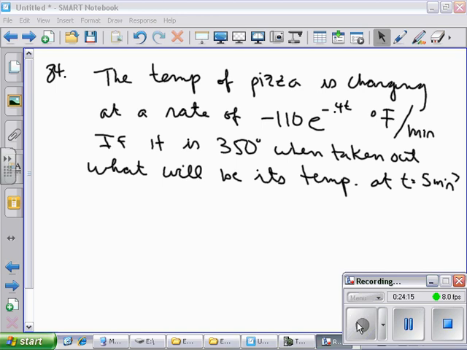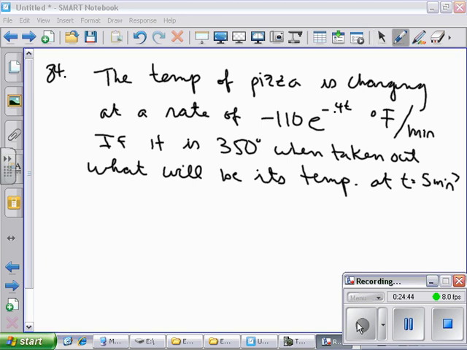Number 84. A pizza heated to a temperature of 350 degrees Fahrenheit is taken out of the oven and placed in a 75-degree room at time t equals 0 minutes. Okay, so it's starting out at 350 degrees. The temperature is changing at the rate of negative 110 e to the negative 0.4 t degrees Fahrenheit per minute. To the nearest degree, what is the temperature of the pizza when t equals 5 minutes?